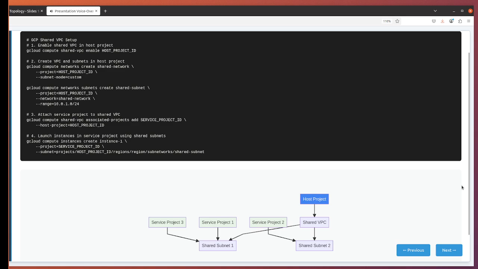What I love about GCP's implementation is the fine-grained IAM control. You can grant different projects access to specific subnets, and even specific operations within those subnets. The host project admin controls the network infrastructure while service project users deploy their applications.